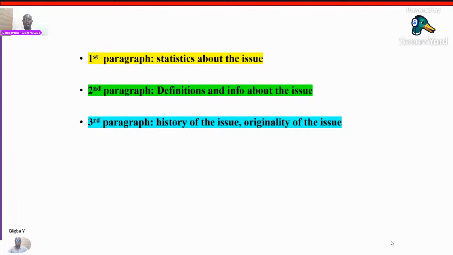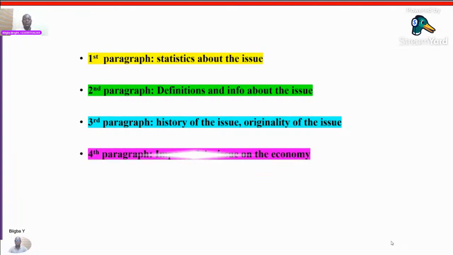Now let's look at paragraph 4. What should be there? Our paragraph 4 should be the impact of the issue on the economy. So you have spoken about the statistics. You have given us information about it. You have given us where this whole problem came from, or the originality or history of the issue. Now tell us, what is the impact of this particular issue on the economy?